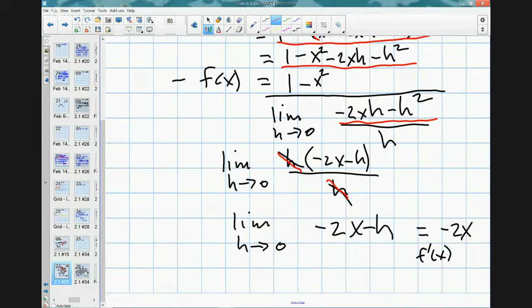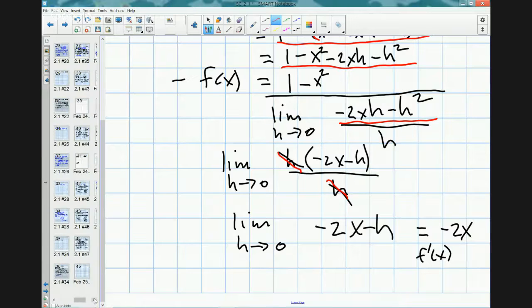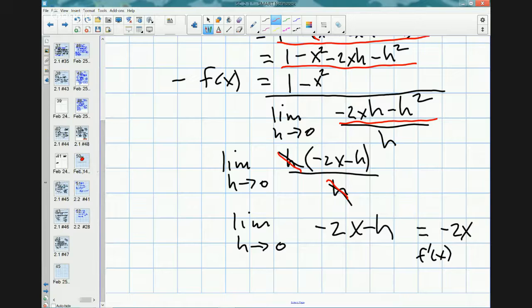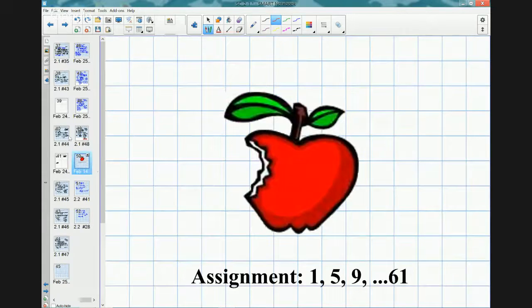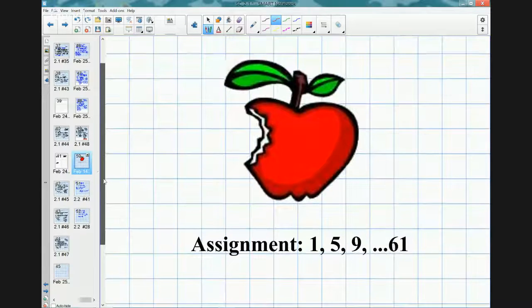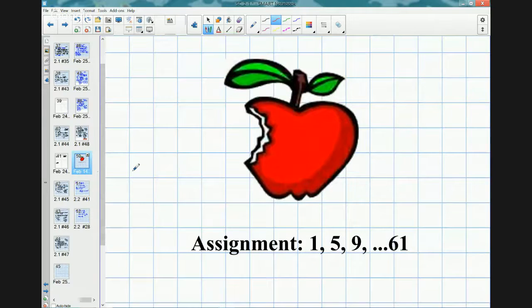Maybe I gave you enough to chomp on. Let me show you what the assignment is going to be. You probably know this already, it's on the website, but every other odd, starting with 1 and ending with 1. So what is that, 15 or I think it's 16 problems to work on?